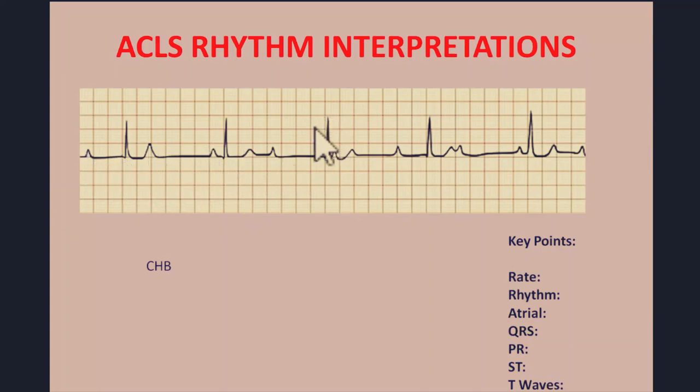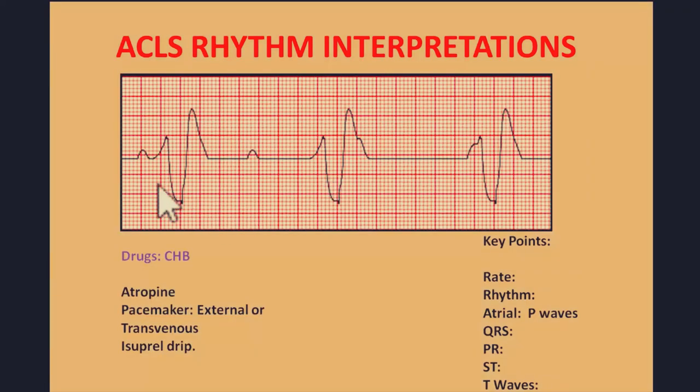Here is another example of a complete heart block because the P waves have no relationship to the QRS complexes. The QRS complexes are of course narrow, so they could be arising from the AV junctional site. Again, they have the same significance as the patients with the QRS complexes arising from the ventricular site. They need to be treated pretty aggressively.